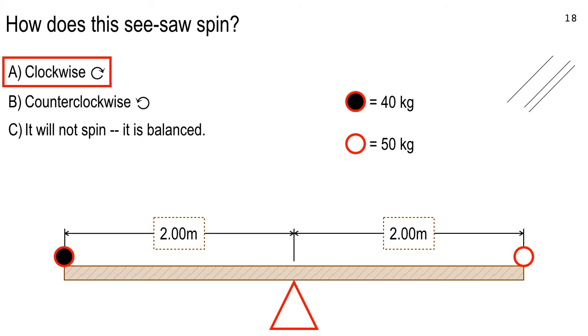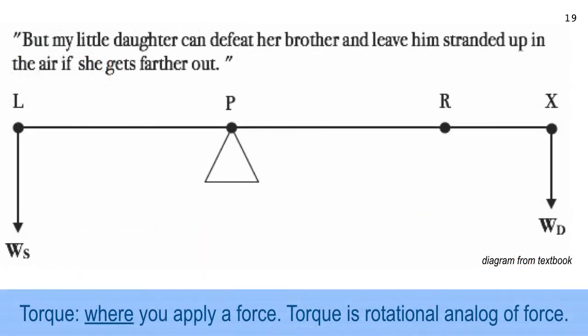about two kids on a seesaw, kind of like this. And here's one of the quotes: "My little daughter can defeat her brother and leave him stranded up in the air if she gets farther out." So this is the weight force of the son. Here's the weight force of the daughter. This is a diagram from the textbook, so please do your reading over the weekend about this stuff, okay?